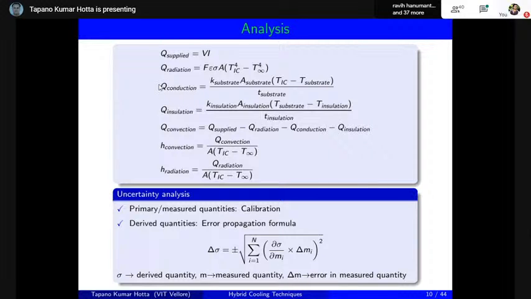But if you want to go for a perfect experimental setup, if you feel that still there is some amount of heat loss in the form of radiation, then you can use this error analysis here. First, you need to identify what is the error in the primary quantities.